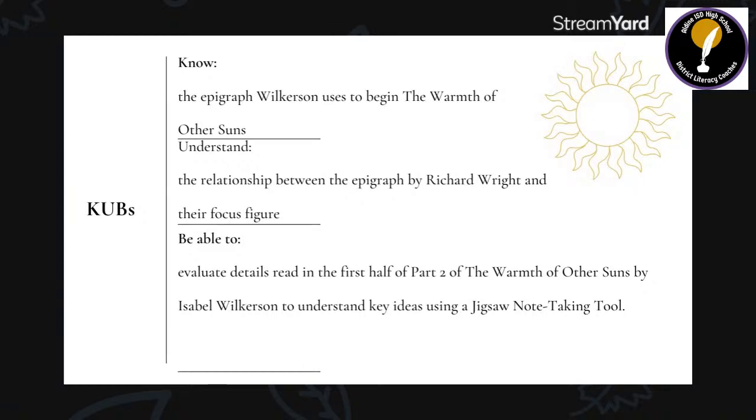So I have students will know the epigraph Wilkerson uses to begin The Warmth of Other Suns, understand the relationship between the epigraph by Richard Wright and their focus figure, and be able to evaluate details read in the first half of Part 2 of The Warmth of Other Suns by Isabel Wilkerson to understand key ideas using a jigsaw note-taking tool.